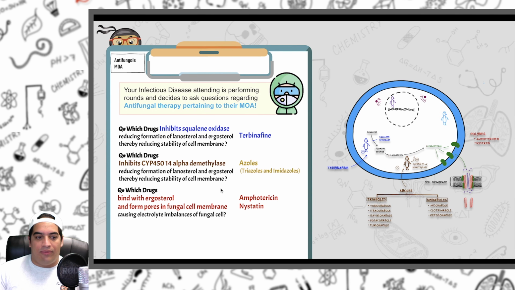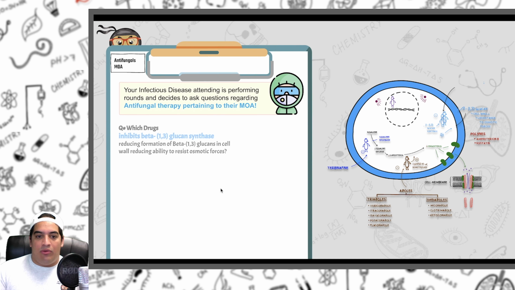All right, beautiful. The next thing is we're going to move on to the drugs that inhibit the beta-1,3-glucan synthase. This is the enzyme that makes the beta-1,3-glucans, which are important in cell wall stability and resistance to osmotic forces. If we inhibit this enzyme, that will reduce the formation of these cell wall structures and reduce the ability to resist osmotic forces, causing cell death. This will be the echinocandins, micafungin, caspofungin, right?